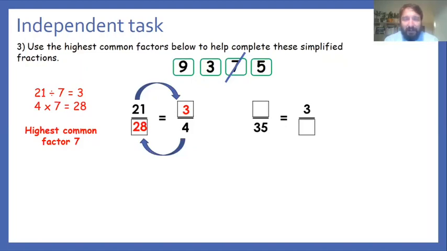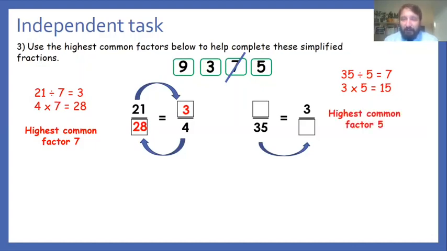35. I'm looking at 9. I know that's not going to work. 3 is not going to work. Therefore, it can only be 35 divided by 5 equals 7, and 3 times 5 is going to give us the 15. The highest common factor used there was 5. And we're really whittling it down here.